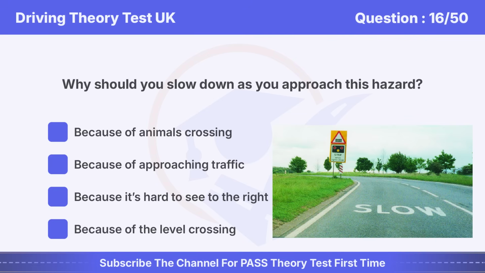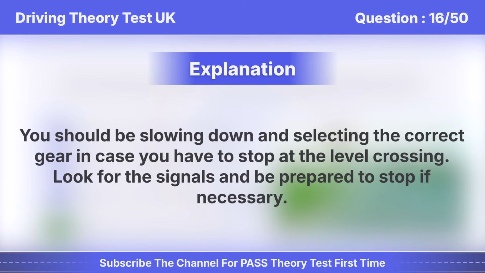Question 16. Why should you slow down as you approach this hazard? Answer is D. Because of the level crossing. You should be slowing down and selecting the correct gear in case you have to stop at the level crossing. Look for the signals and be prepared to stop if necessary.